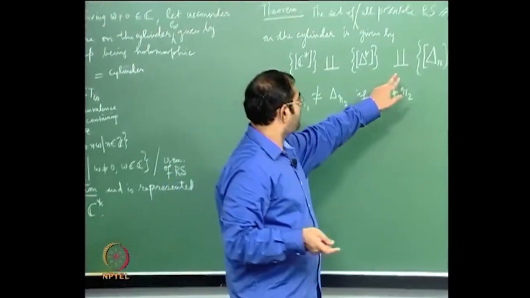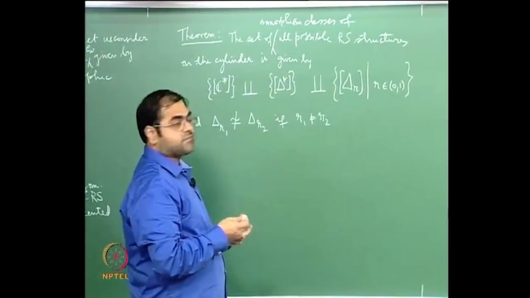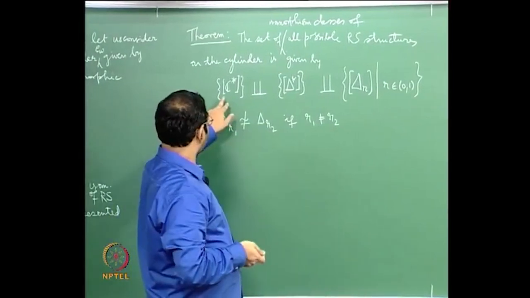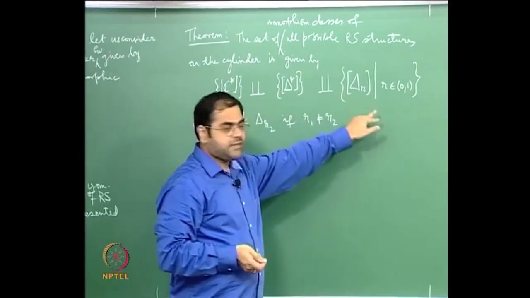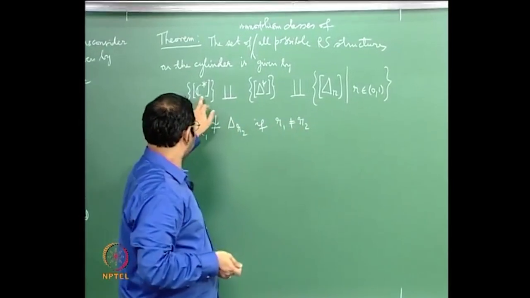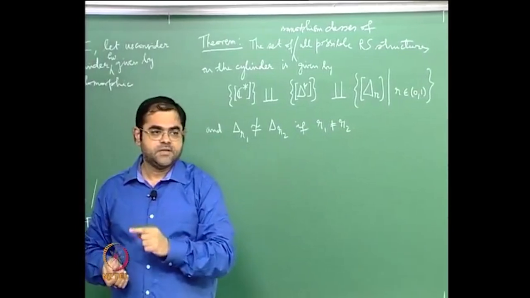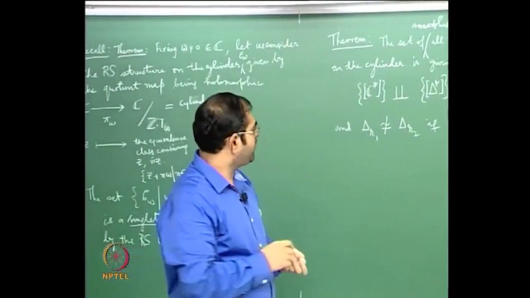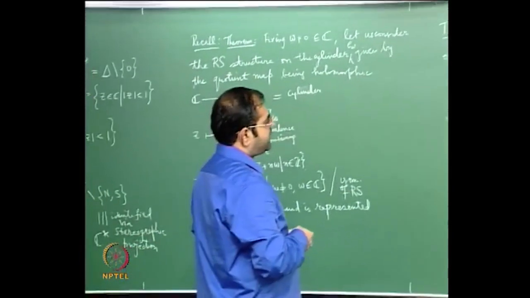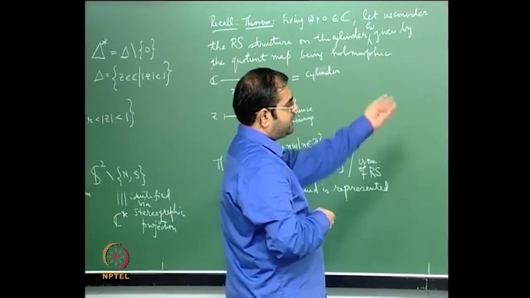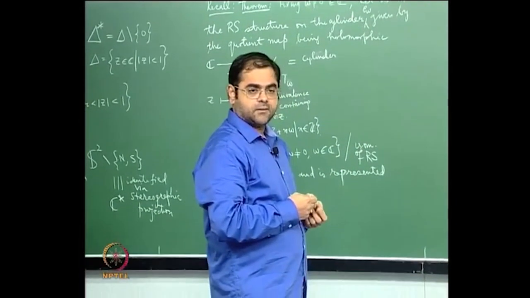So essentially what happens is that if you look at isomorphism classes of Riemann surface structures on a cylinder, you get three families. These two are just trivial, but the third one depends on one parameter. So this is a theorem. Now the question is, how can one go about proving such a theorem?